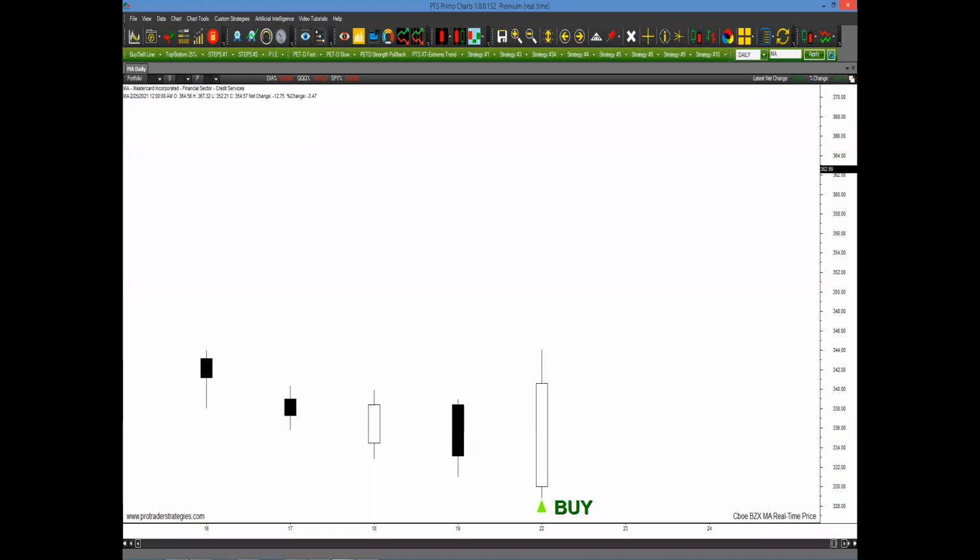Okay, so let's look at these older examples. And once again, we're going to show you some older examples. And then later on in the presentation, we'll show you some more recent examples, okay? Here's the strategy number 5 buy signal. And as you can see, it's very consistent. Look what happened in the next 2 days. The stock went up tremendously. And this works to the downside as well.